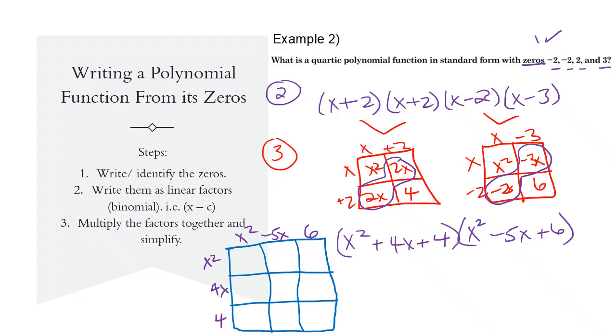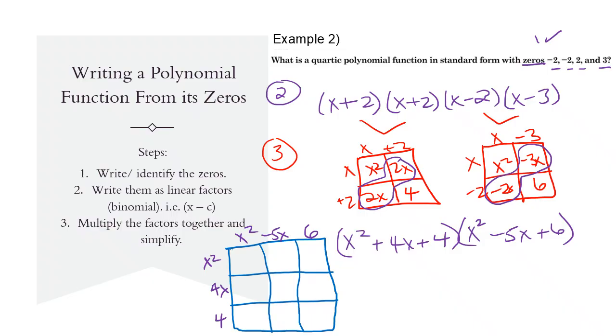Okay, I am modeling the box method, but do you have to use the box method? No, you can do traditional multiple distribution, which would be, if I was doing that, x squared times x squared, which would go in this box. Then we would have x squared times negative 5x, which goes in this box. And then we'd have x squared times 6, which goes in this box. So we're doing the same thing. We're just doing it in a way that seems better organized for some.